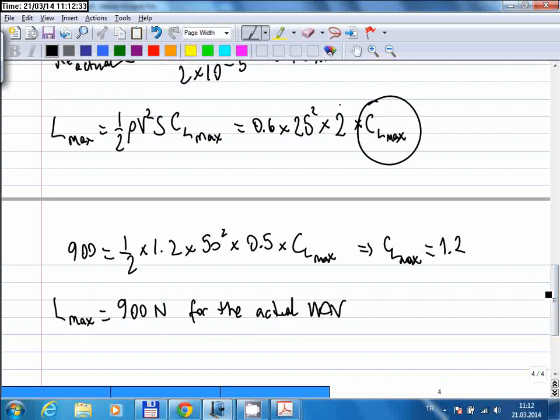So the maximum lift force for the actual UAV happens to be the same value as for the wind tunnel test, but it's just a coincidence. In this problem, it's just a coincidence that the numbers turn out to be the same.